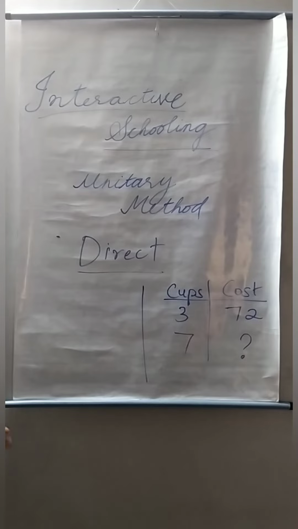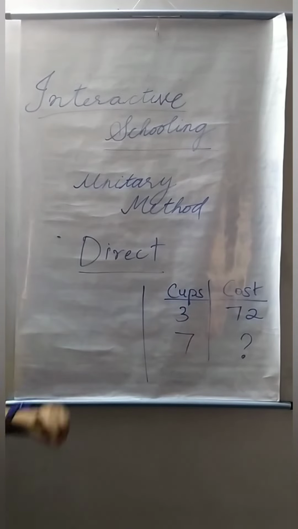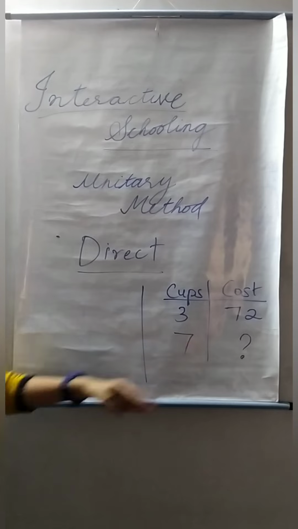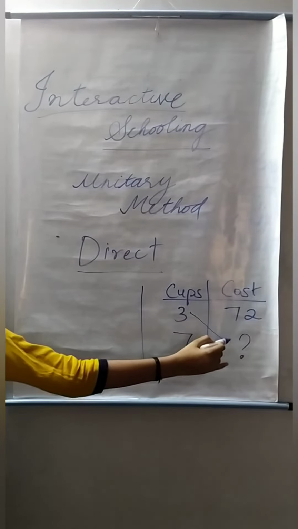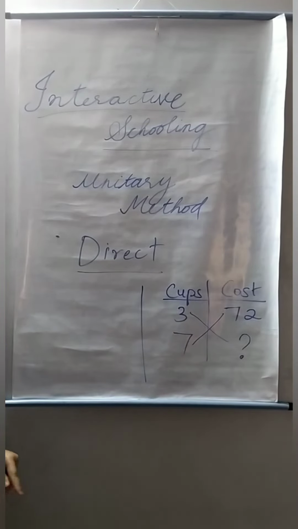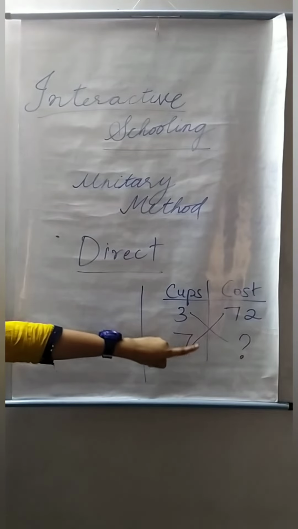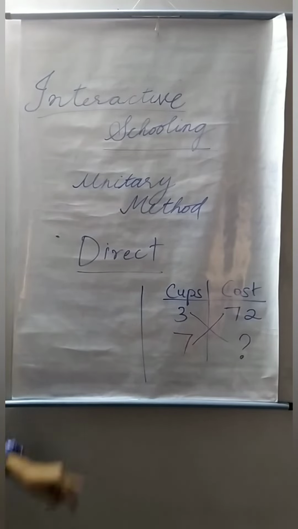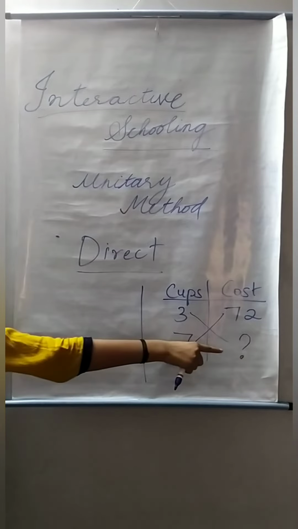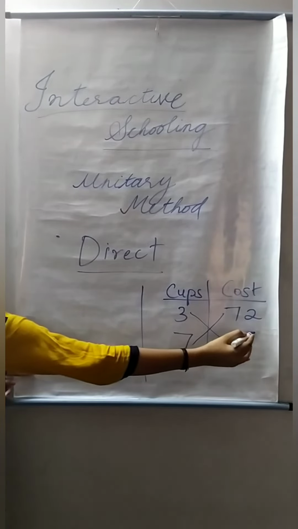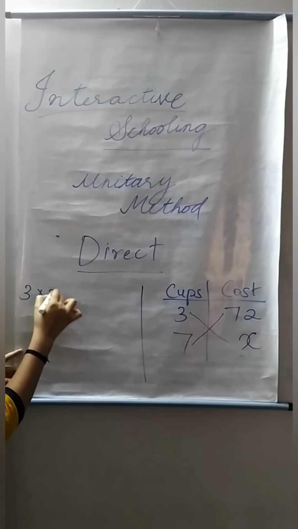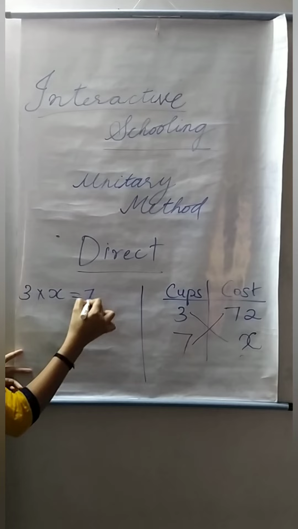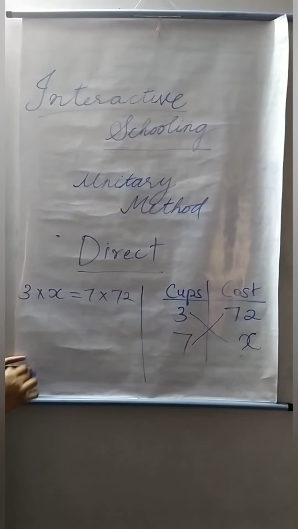Here is our question. 3 cups cost 72 rupees. How much will 7 cups cost? For this, that is the direct method, you have to use the cross multiplication method. It means that you have to multiply the elements that are diagonally opposite to each other. So here, let's replace this question mark with an x.